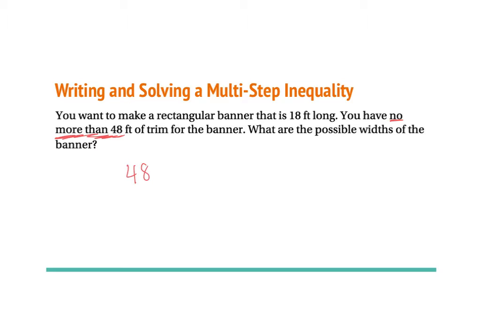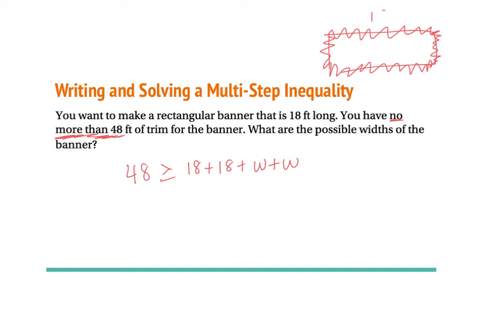So this 48 is going to be by itself on one side, and that has to be the maximum value, okay? And no more than means it could be 48 feet. We could use all of the trim for the banner, okay? And we know that one side is 18 feet long. So it's 18 plus 18 plus the width we don't know. So we're going to add W twice. If it helps, draw a picture of the banner, here's our trim going all the way around.